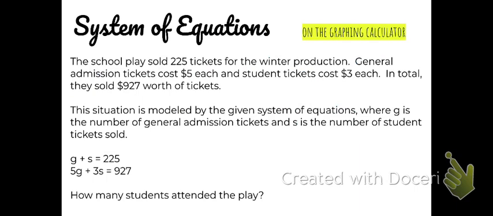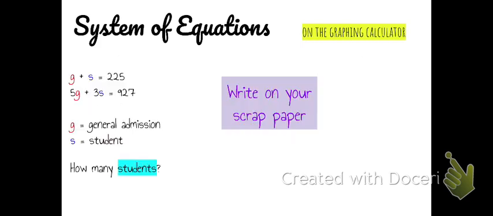Here's another type of problem where they're giving us both of the equations, which is nice, but if you were to try to graph them, you'll notice the graphing calculator won't do it. It doesn't know what G and S are. So what you need to do first is write down what G represents and what S represents. On my scrap piece of paper, I would write down the original equations, and I would say G is the number of general admission tickets, S is the number of student tickets.